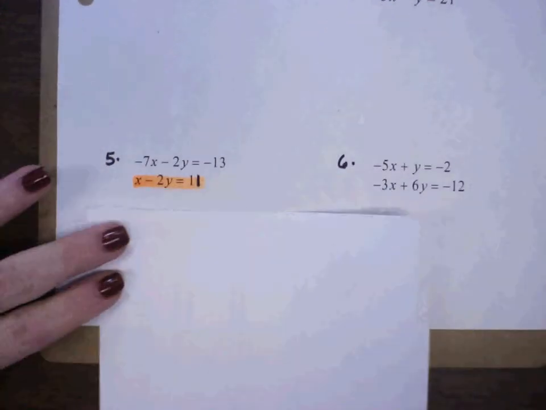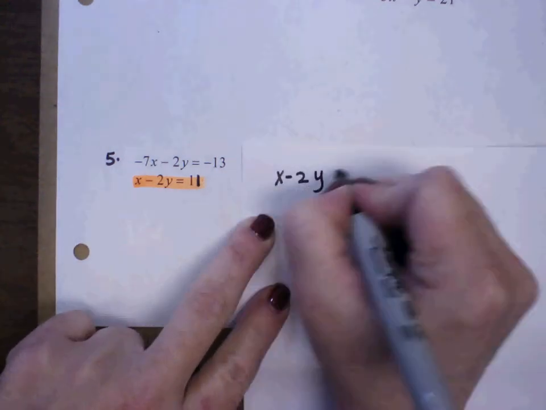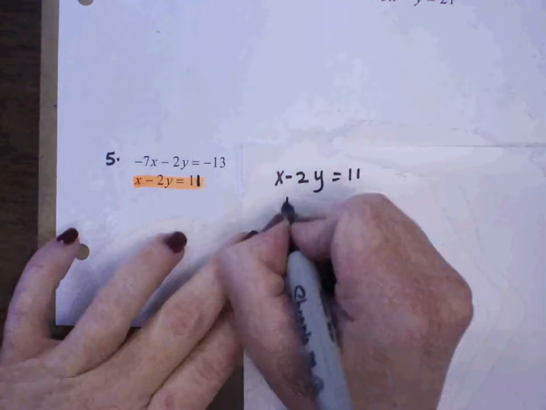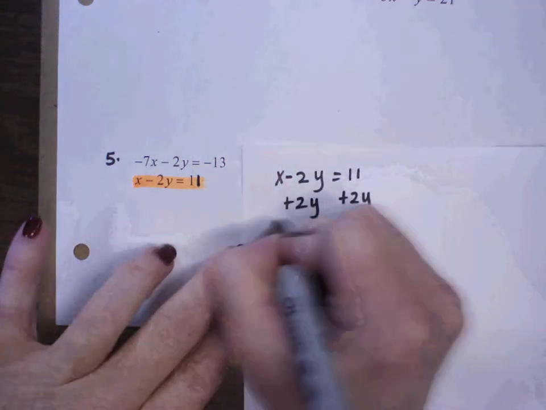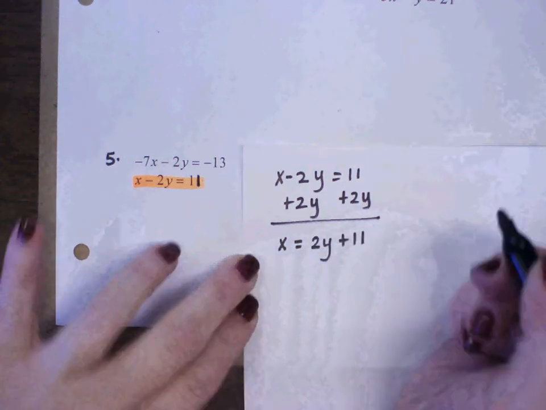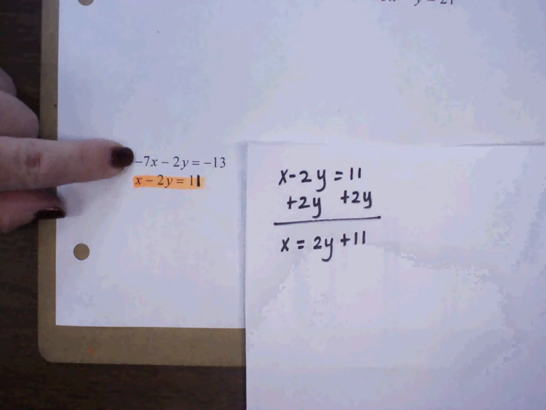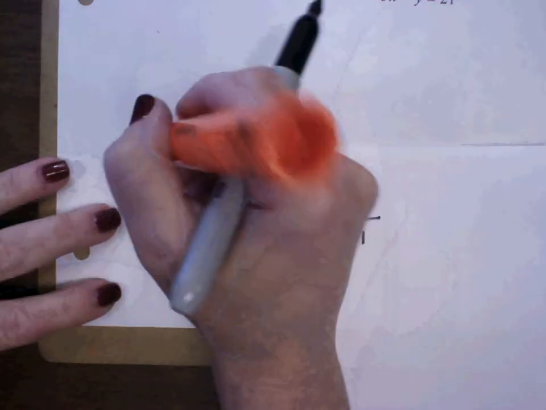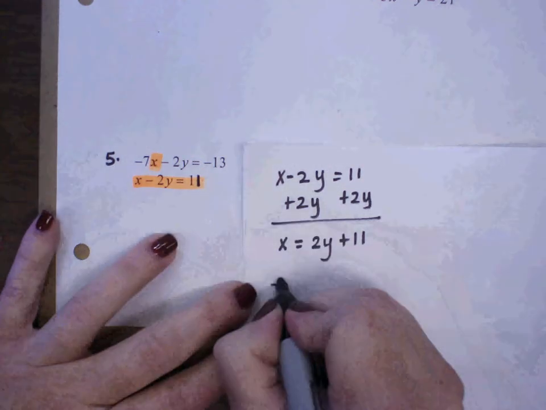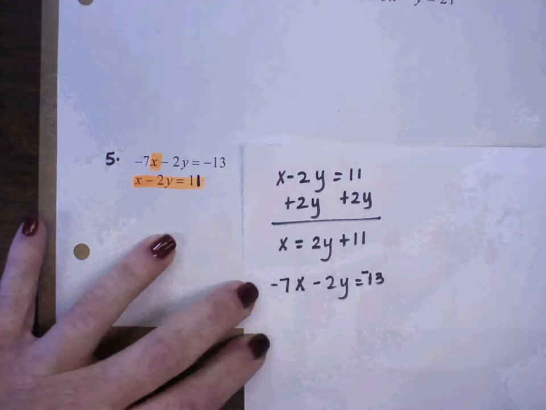You really don't, okay? So to solve for x on this one, the only thing you have to do is add 2y. So this would be x equals 2y plus 11. Okay? Then you go to this first one and substitute the expression for x where the x is. So this would be negative 7x minus 2y equals negative 13.